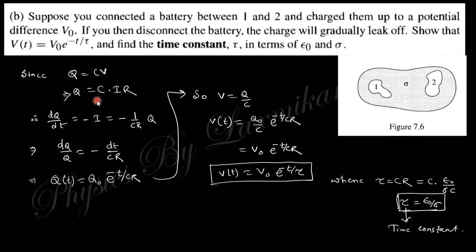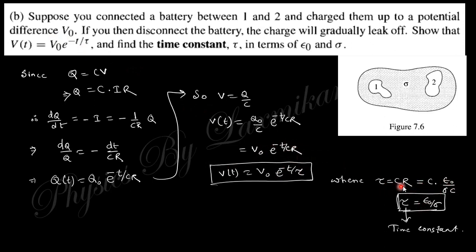So Q equals CV and V equals IR. So dq/dt equals minus I, which is like that. Put this value of I here. So dq by q equals dt by t, and integrating you will get this expression. The voltage equals q by C. So put this value of q, and you will get V0 times this, which matches, where tau is nothing but the time constant, that is CR.